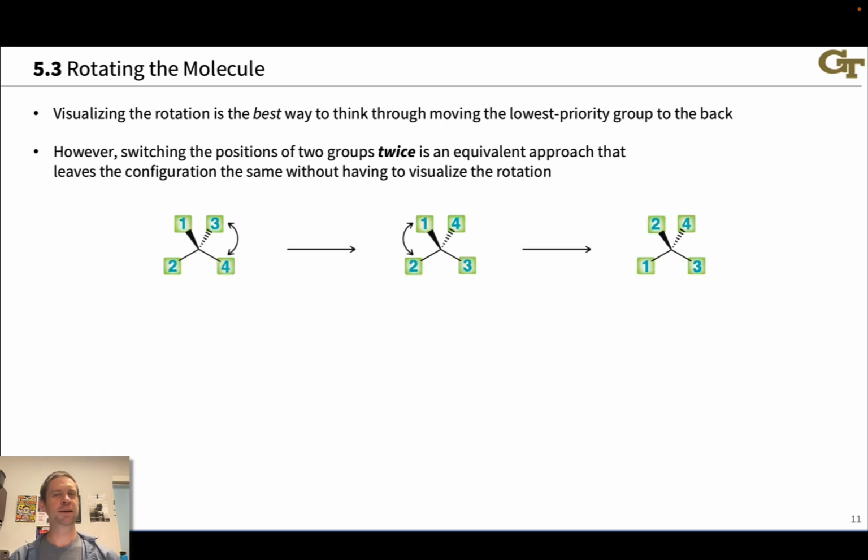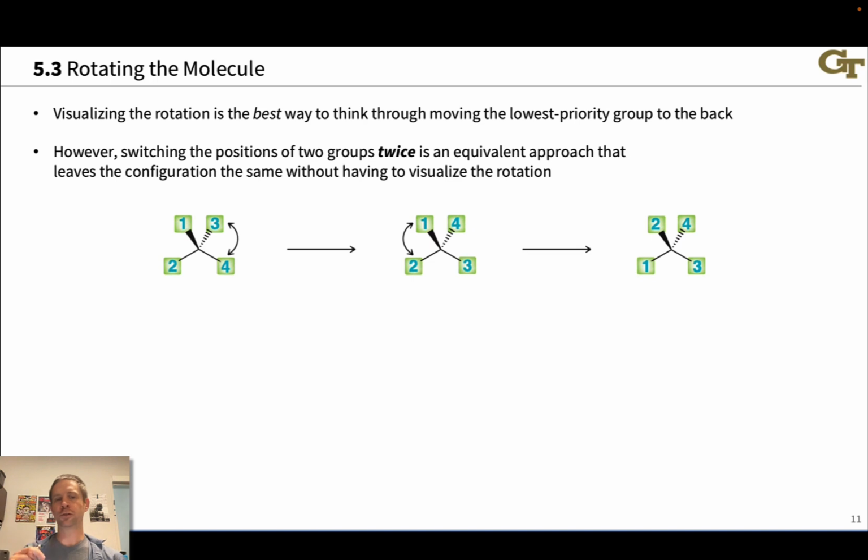In some cases, it can be a bit tricky to rotate that lowest priority group back into the plane, particularly when you're dealing with cyclic systems. This slide shows a nice trick for avoiding visualizing these rotations, although I stand by what the first bullet point says, that visualizing the rotation is really the best way to think about moving the molecule around. These kinds of mental operations of moving molecules around are going to make you a better organic chemist. But in any event, here's a little trick that eliminates the need for rotation.